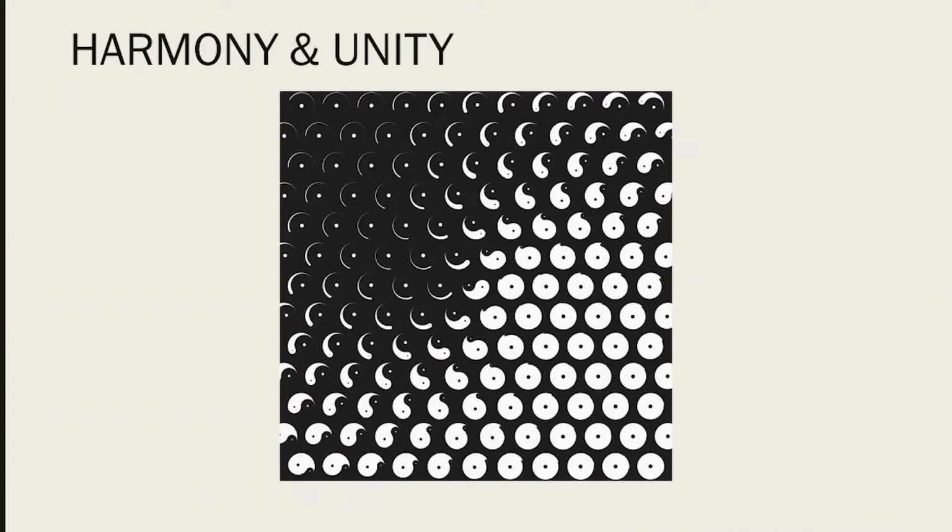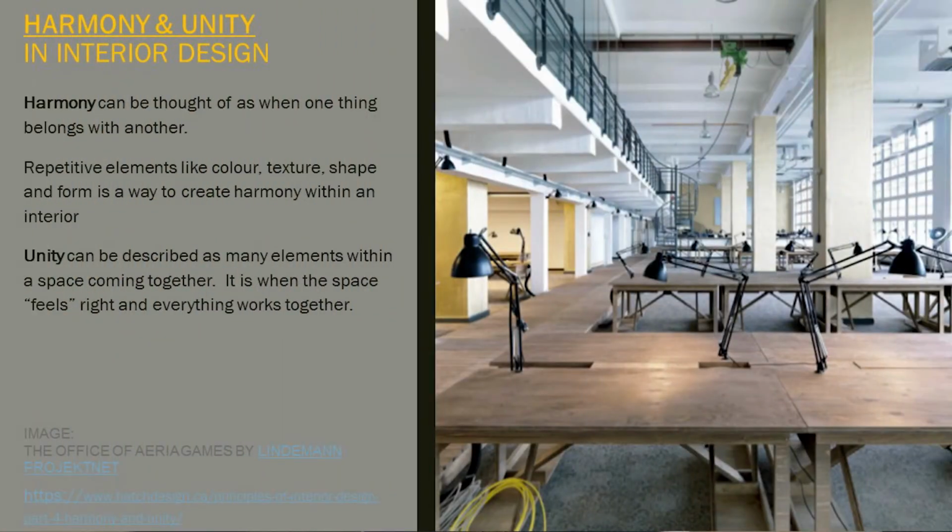Design principle number 2, harmony and unity. So harmony can be described as sameness, so one thing belonging with another. The repetition of design elements like color, texture, shape, and form is one of the easiest ways to achieve harmony to create a composition. Unity in design.